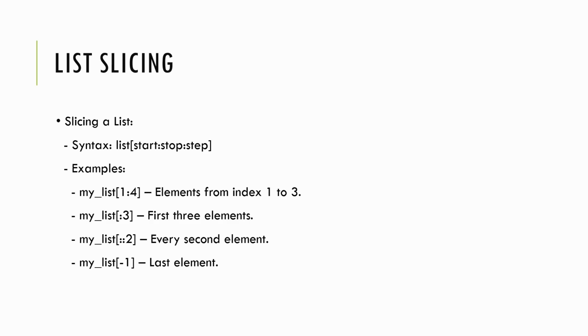Slicing is another powerful feature in Python lists. You can extract a portion of a list using the slice syntax list[start:stop:step]. For example, my_list[1:4] gives us elements from index 1 to 3. You can also slice with a step like my_list[::2], which will return every second item from the list. Remember, slicing does not change the original list. It returns a new one.